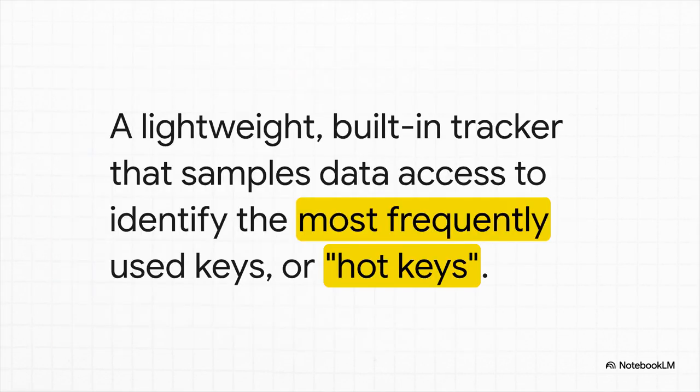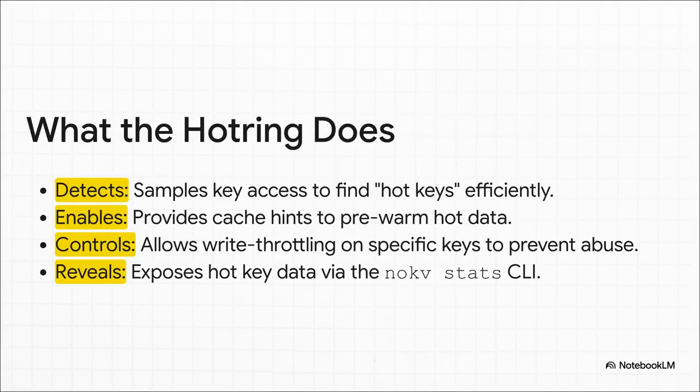And the third innovation is called the hot ring. One of the biggest challenges in any database is just knowing what your most frequently accessed data is, your so-called hot keys. The hot ring is like a lightweight built-in detective that's constantly sampling data access to identify these hot keys, and this is incredibly powerful.